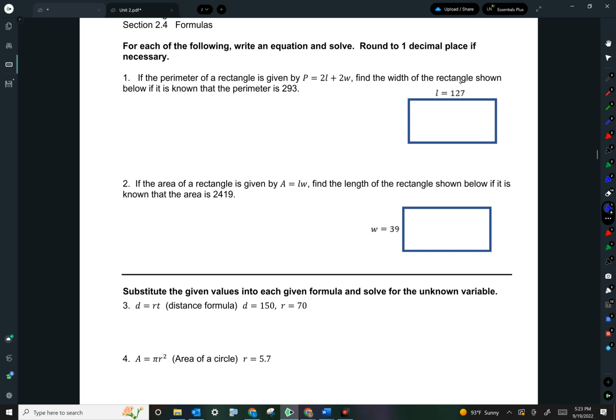So if you look with me at number 1, it says if the perimeter of a rectangle is given by this equation, and what that represents is perimeter equals 2 times the length plus 2 times the width. It says find the width of the rectangle shown below if it's known that the perimeter is 293.